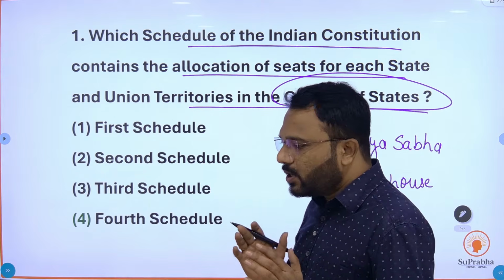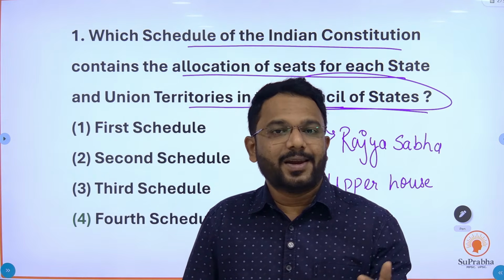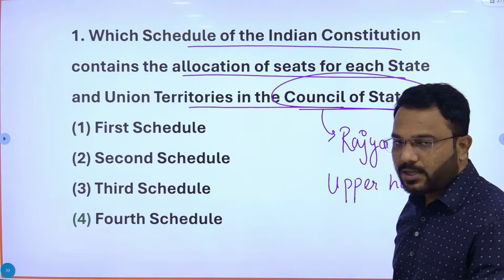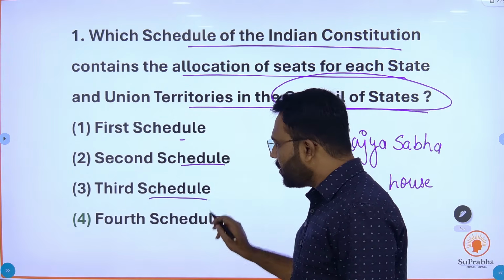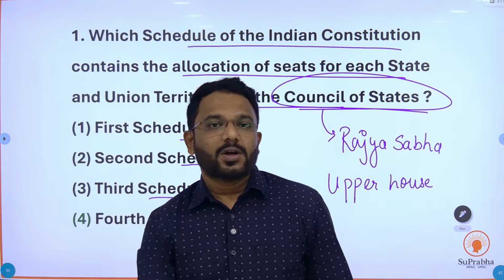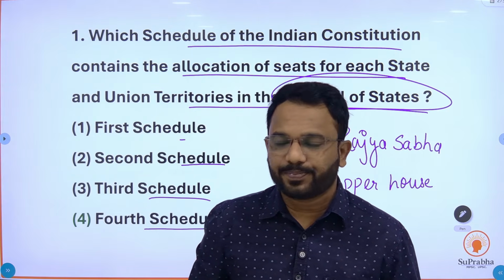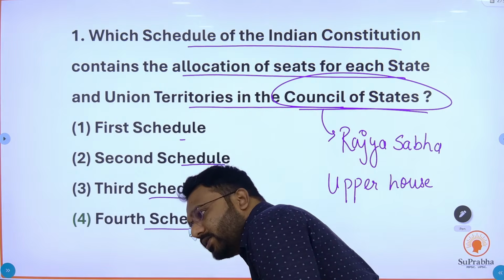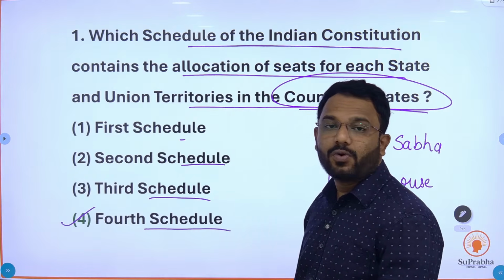So the question demands the schedule of the constitution related to Rajya Sabha or Council of States. They have given you 4 options: first option is first schedule, second option is second schedule, third option is third schedule and fourth option is fourth schedule. What do you think is the right option? If you are watching live, please comment down the right answer. The right answer here is option number 4, that is fourth schedule.